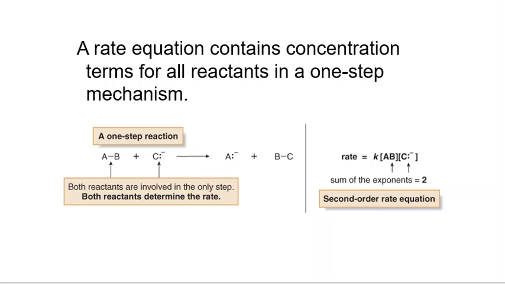And actually we'll look at it a little bit on Wednesday as well. The idea is that a rate equation, you can see here, contains all of the reactants in a one-step mechanism. And so you can think about the reverse too. Let's say you measured this rate equation. That means that you have a one-step mechanism.